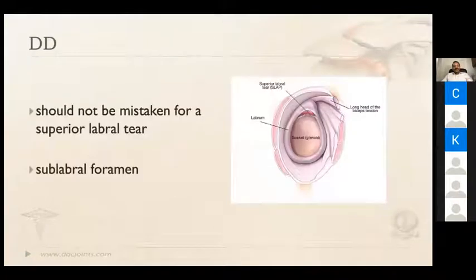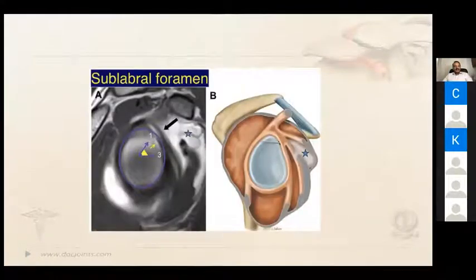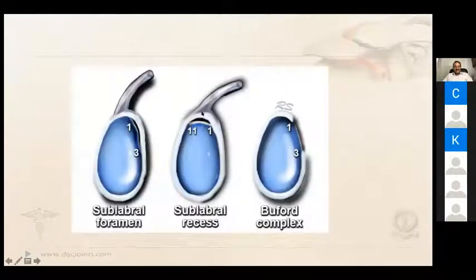So what will be your other DDs? It could be a sublabral foramen or a superior labral tear also, which can present with an extension downwards. Okay, it's a type 9 SLAP tear. The SLAP tear terminology again has been extended to 9-10. That's where it extends downwards to the anterior inferior. So sublabral foramen, or a sublabral sulcus could be there, or a recess should be there. And that's a Buford complex.